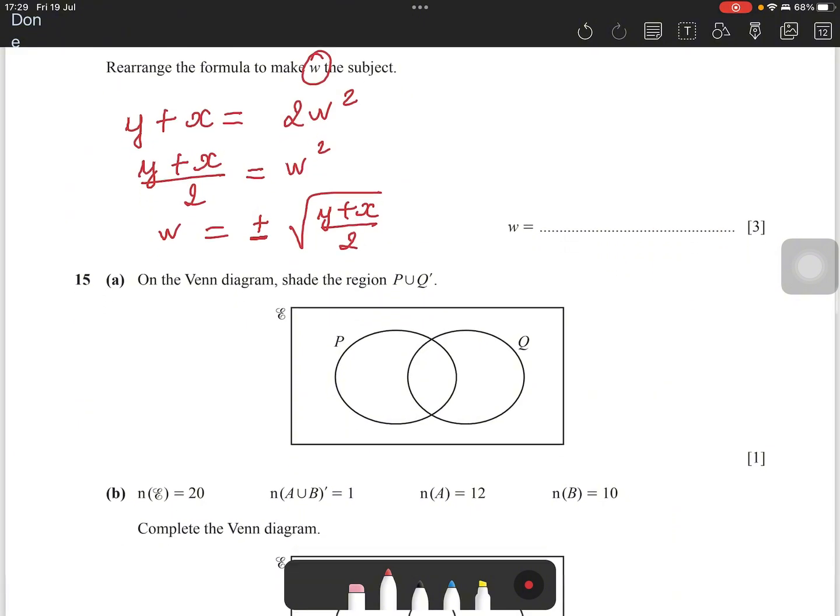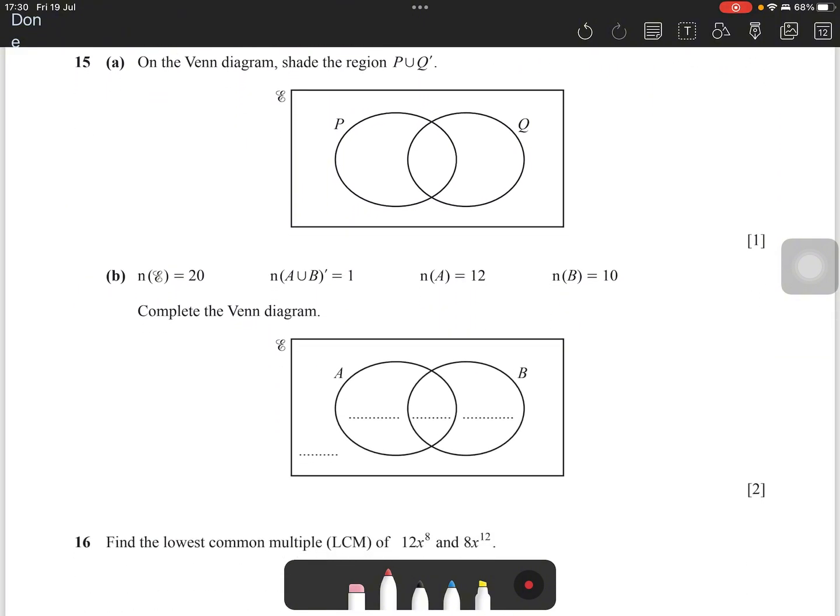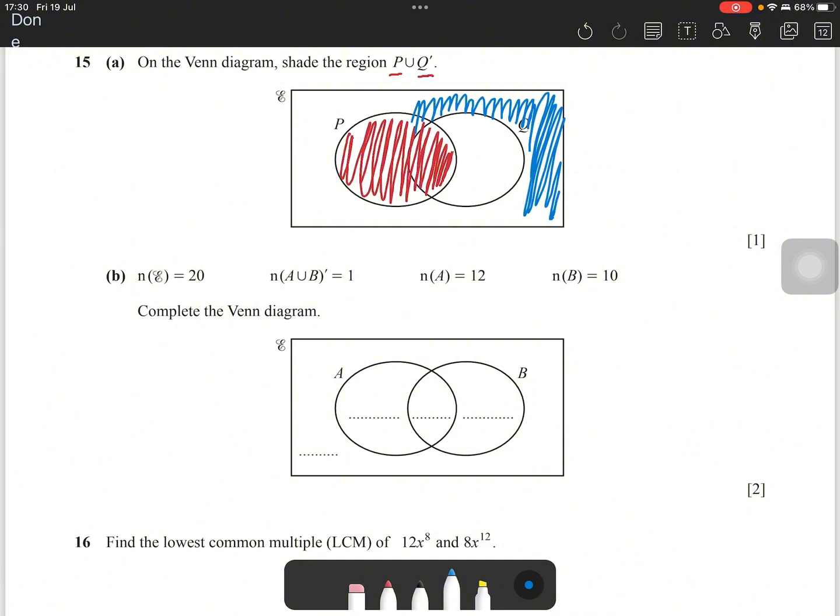Question 15. On the diagram, shade the region P union not Q. This means we shade the whole of P and the whole of not Q. P is this one. And not Q means the section, the blue section. So this is the answer.